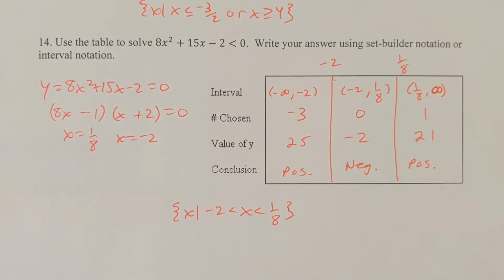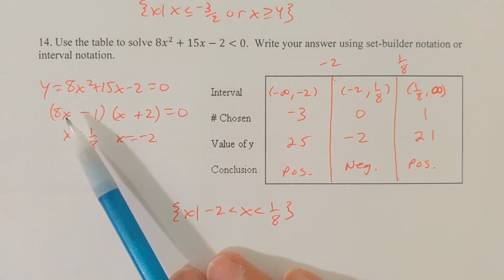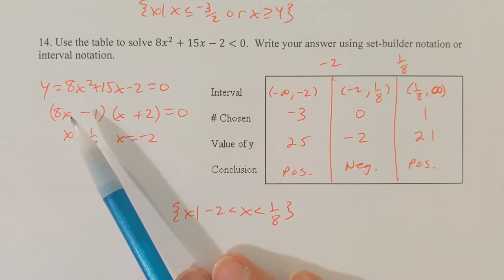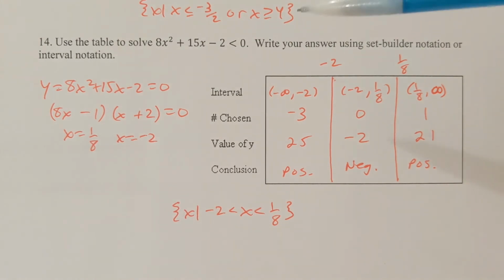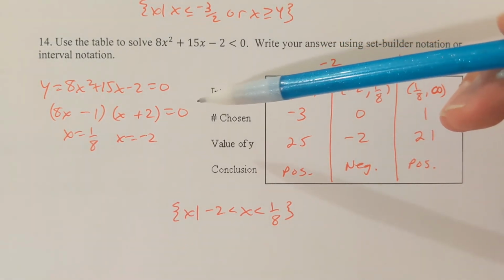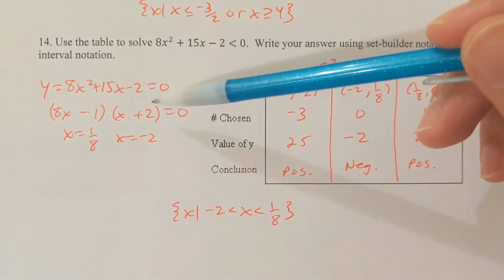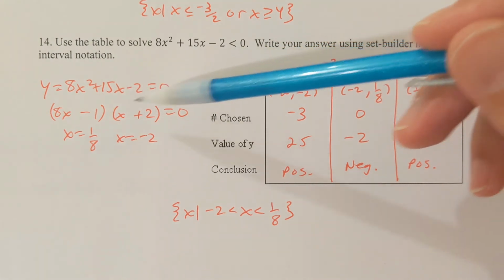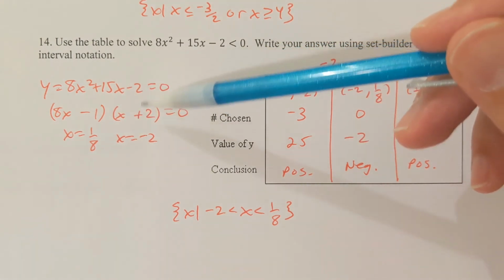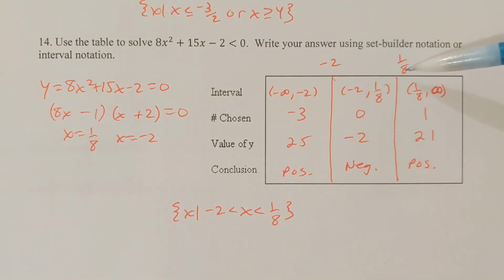Let's see here. The factors of 2 are 1 and 2, that's easy enough. The factors of 8 are 1 and 8 or 4 and 2. Let's try 8 and 1. 8x minus 1 times x plus 2 should do it. Let me check that: 8x squared plus 16x minus x minus 2, which gives 15x and then negative 1 times 2 is minus 2. So x equals 1/8 and x equals negative 2 are the two solutions that I want here.